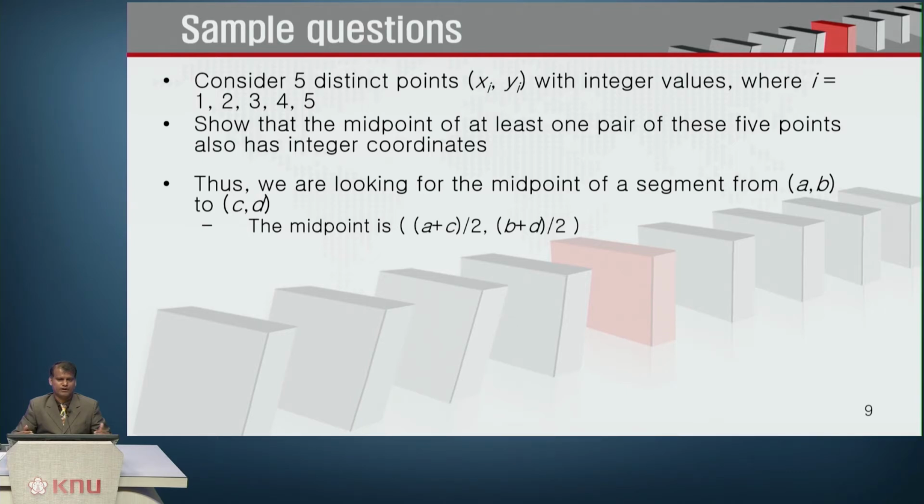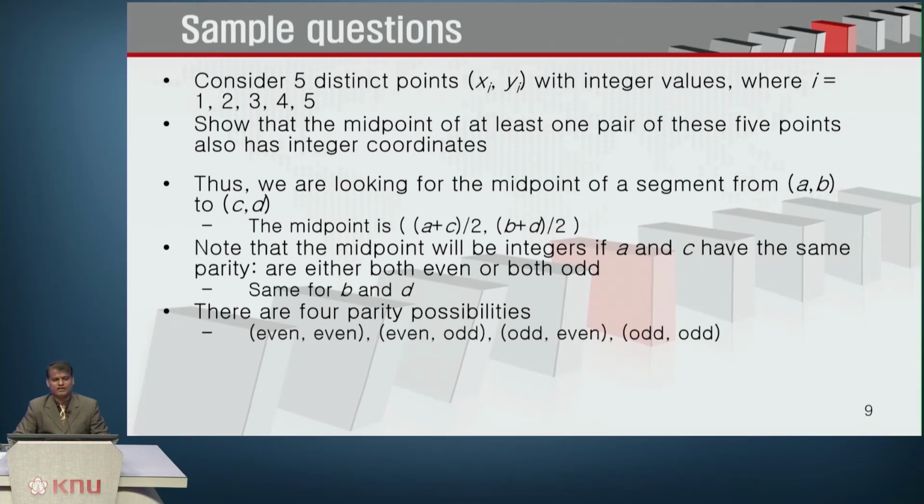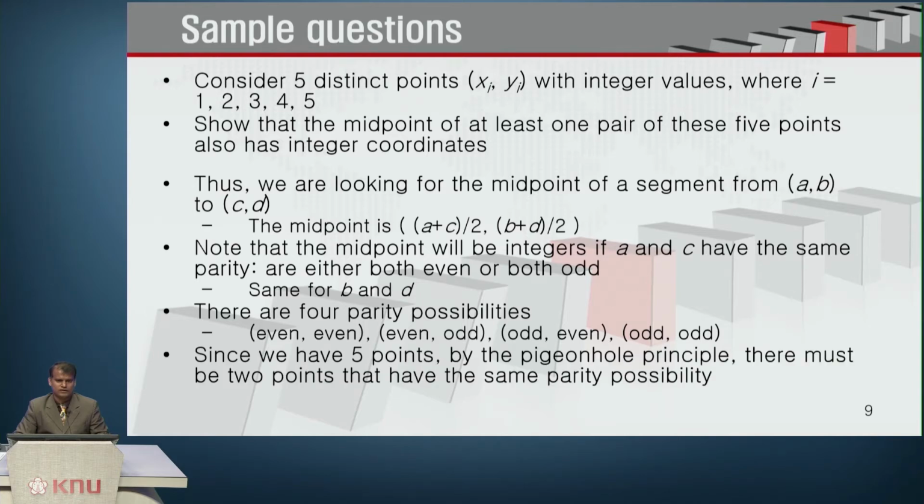So let's look for the midpoint of the segment from (a, b) to (c, d). The midpoint is ((a+c)/2, (b+d)/2), because when we talk about the midpoint, you just take that middle value or average. We can note the midpoint will be an integer if a and c have the same parity, that is, both even or both odd. We talk about integers, so we don't want a fractional value. The same goes for b and d, and there are 4 parity possibilities: even-even, even-odd, odd-even, odd-odd. That's what we talk about.